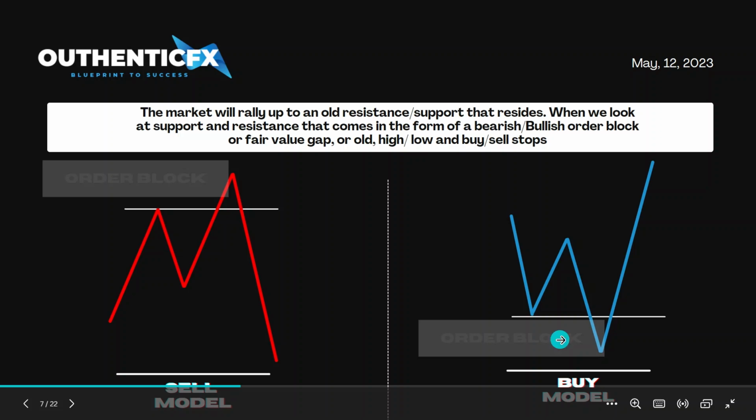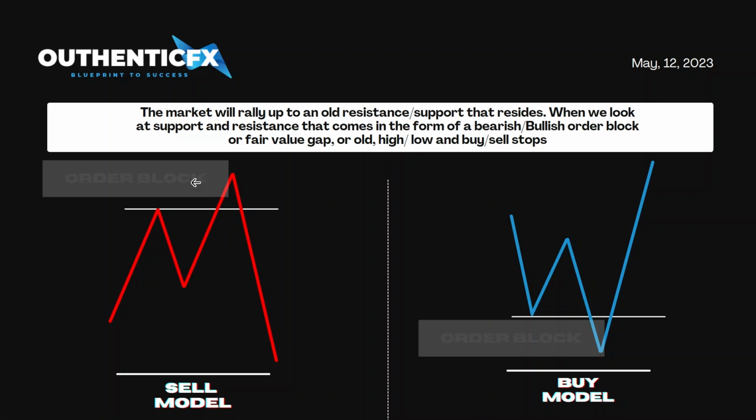In terms of resistance and support, in smart money concepts, we look at it as an order block, right, or a fair value gap, or old high or old low, and sell and buy stops. So usually what will happen is we'll see price gravitating to the upside, we'll see a sudden shift to the downside, and people who get in the sell will suddenly get kicked out on this push.